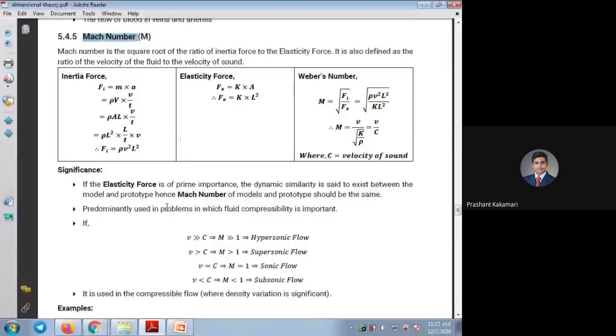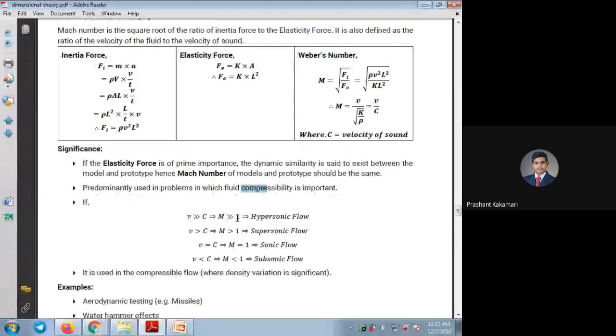The ratio of the velocity of the body with the velocity of sound, if you compare, that is called the Mach number, very important for compressible fluids. So this is the last dimensionless number. And this is also very important in compressible fluid, as I told. So anytime you come across the Mach number, it is a dimensionless number.